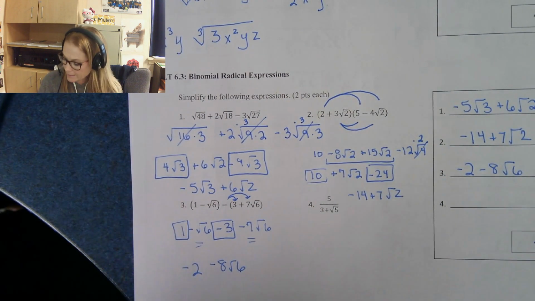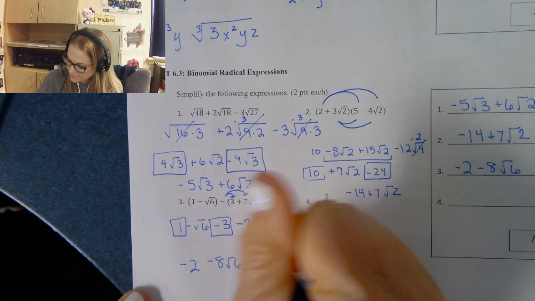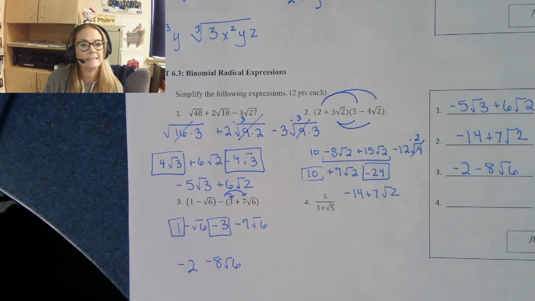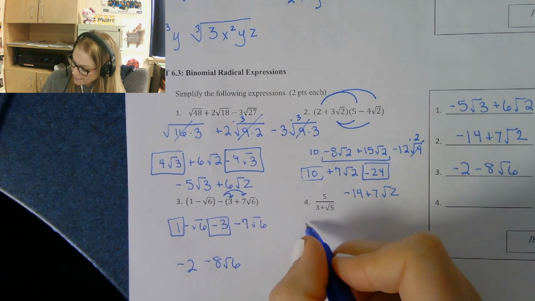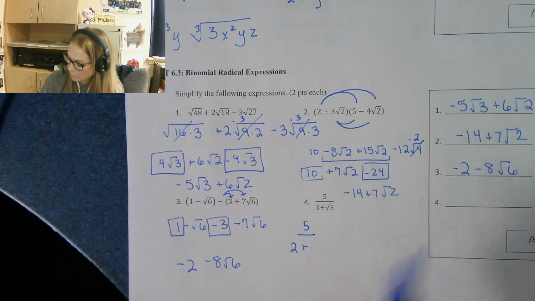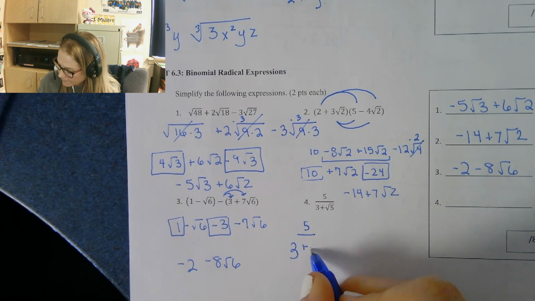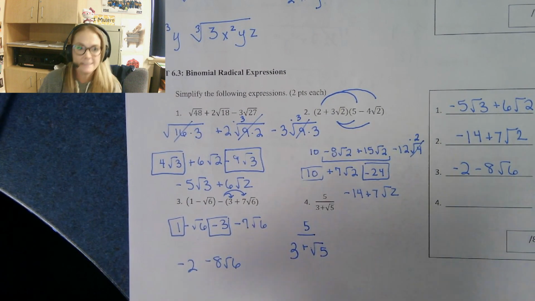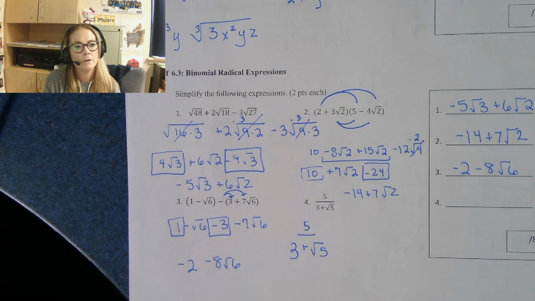Okay, our next one, we'll just close off that. That's a little messy. The next one, we're going to rationalize this. We don't want any form of a radical in the denominator. So we have to rationalize this binomial radical in the denominator.